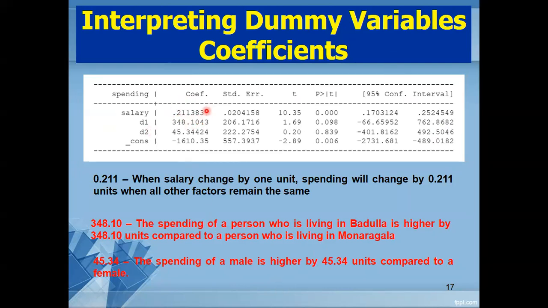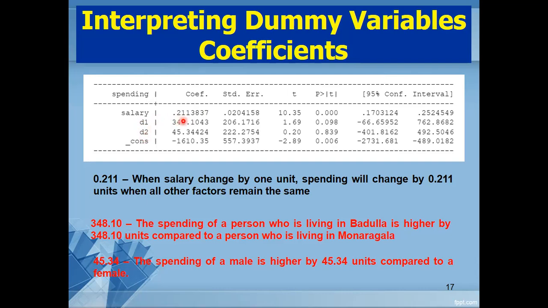The coefficient of salary is 0.211, which indicates that when salary changes by 1 unit, spending will change by 0.211 units when all other factors remain the same. But D1 and D2 are dummy variables, so we can't interpret them as previously. D1 indicates the locational dummy. How have we defined it? We have assigned 1 for Badulla and 0 for Monaragala. Therefore, we should interpret this coefficient in relation to Monaragala.